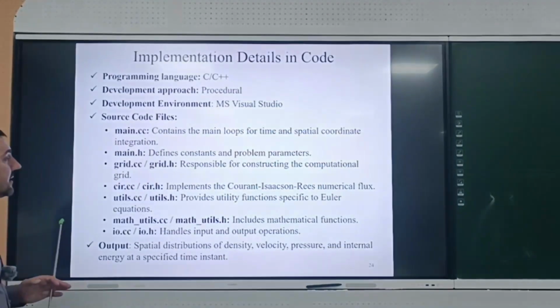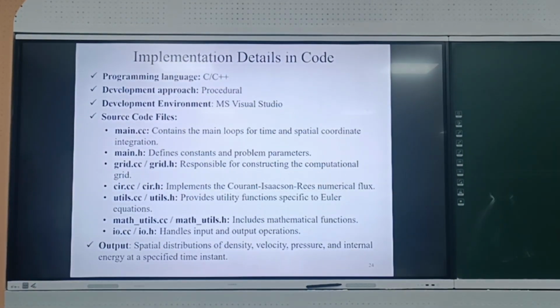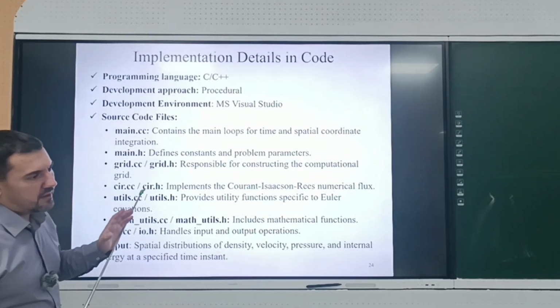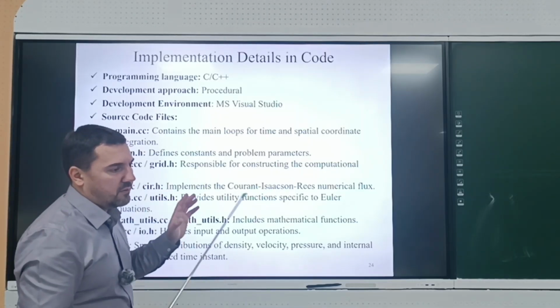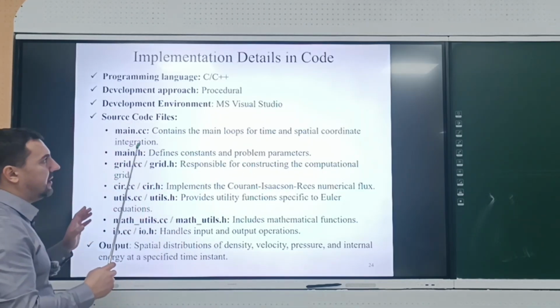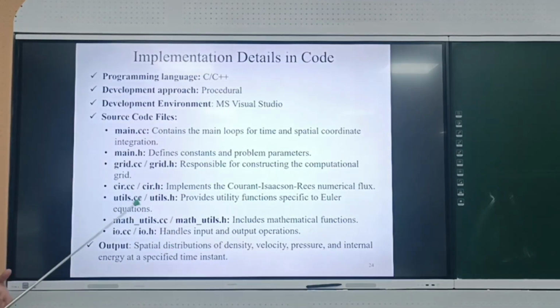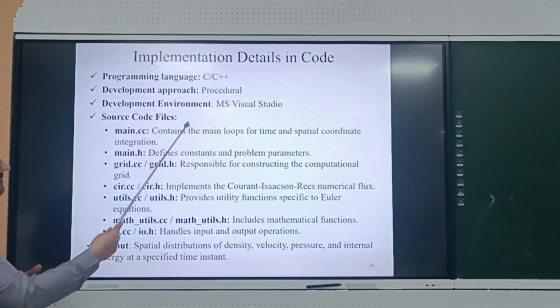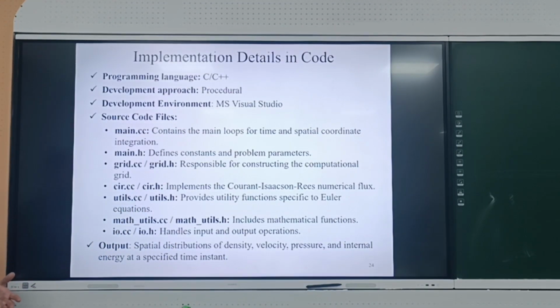Okay, so now the details of implementation. This will be a program in C, written for Microsoft Visual Studio. As I said, I prefer not to use objects and so on. For typical gas dynamics programs, the procedural approach is valid. Actually, I can also share this code for educational purposes, not a problem.